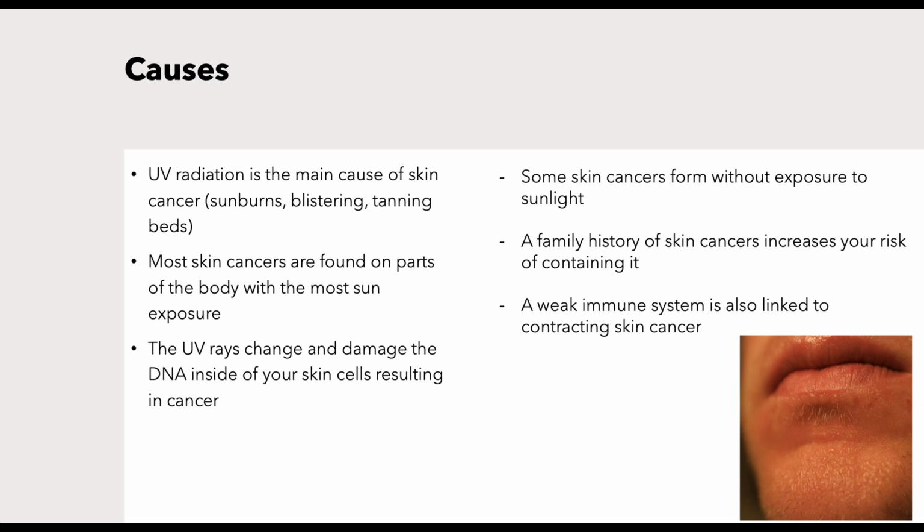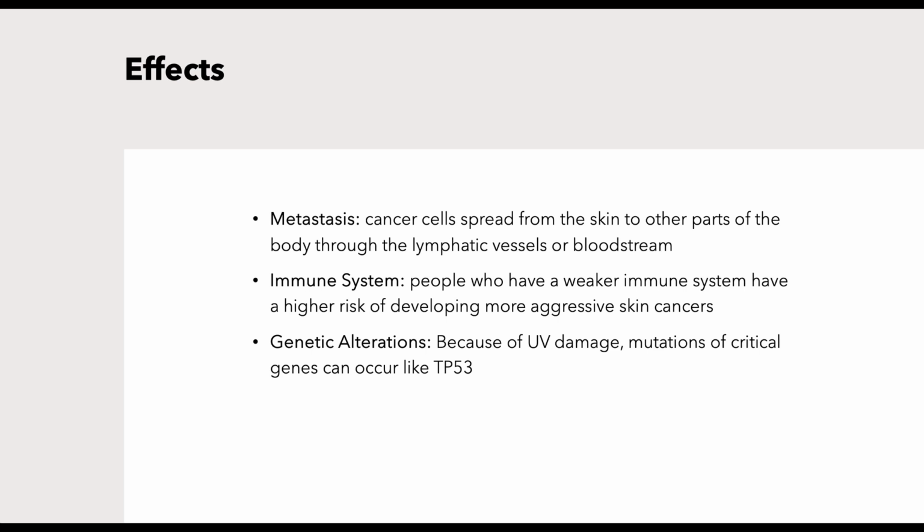Again, knowing your family history can help in the prevention of skin cancer. Effects. Metastasis is one of the biggest dangers, when cancer spreads from the skin to other parts of the body, like the lymph nodes or the lungs. The immune system. People who have weaker immune systems have a higher risk of developing more aggressive skin cancers. Genetic alterations. Because of UV damage, mutations can occur in critical genes like TP53.